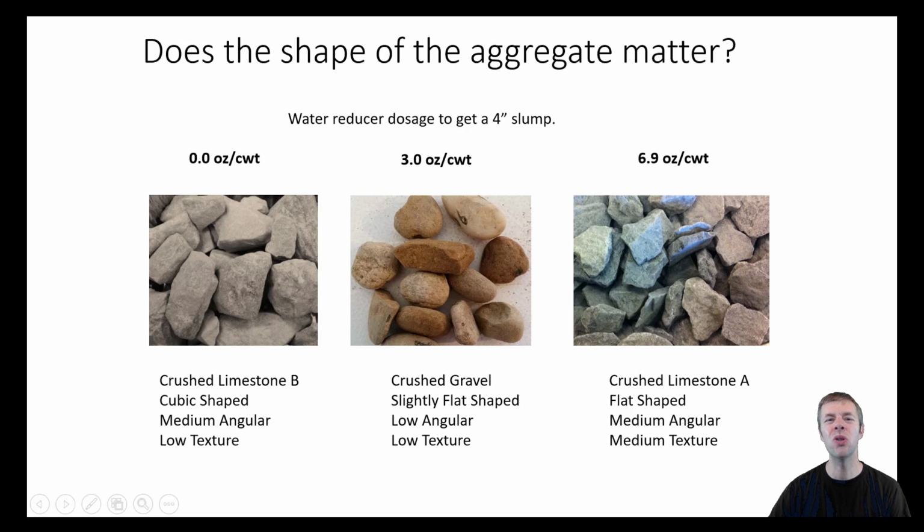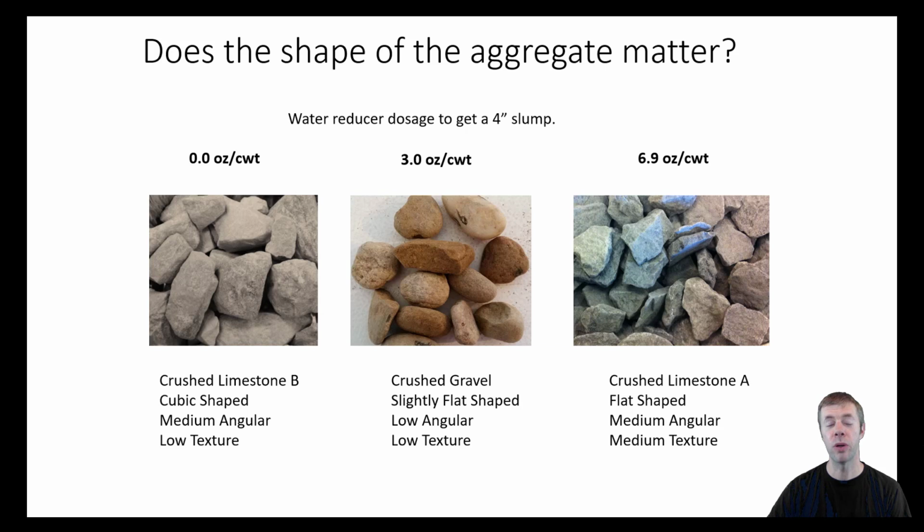And then we've got something here in the middle. This is a crushed gravel. This is slightly flat shaped. It's not cubical. It's slightly elongated. It's got very low angularity. It's kind of rounded. And it's got a very low amount of texture. It's pretty smooth, okay? Not perfectly smooth.